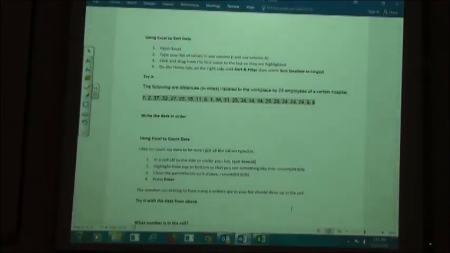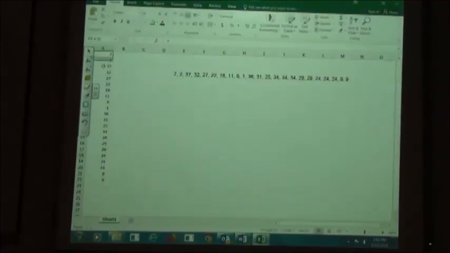All right, so it says then, type your list in. I'm going to use column A. Click and drag from the first value to the last so they are highlighted. So I'm going to go over here and just click and drag and highlight those values, which I've got over here. Then you'll notice up at the top there's a sort and filter. So if I go sort and filter, I want to go smallest to largest. Bang, there they are in order.